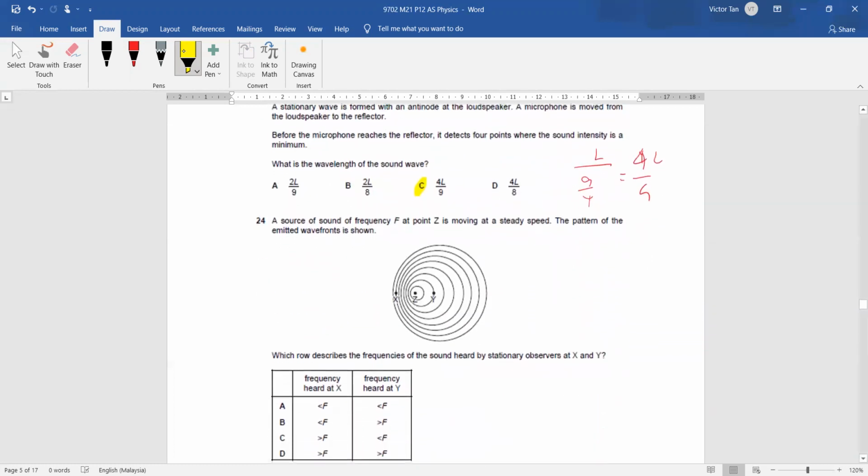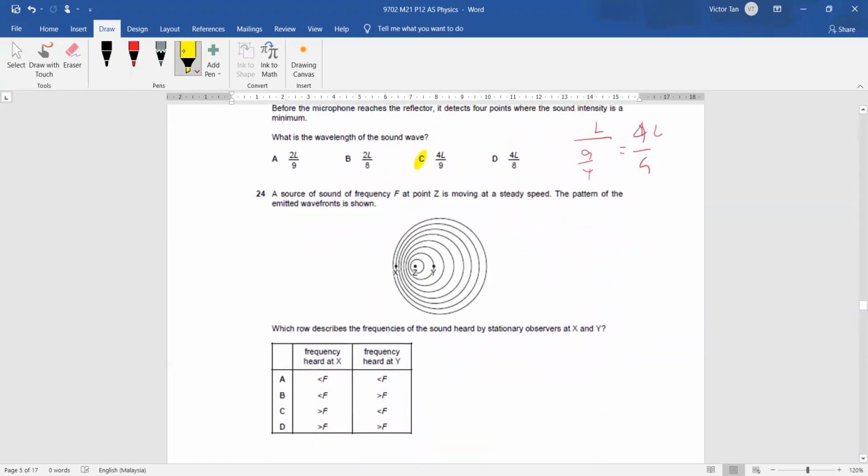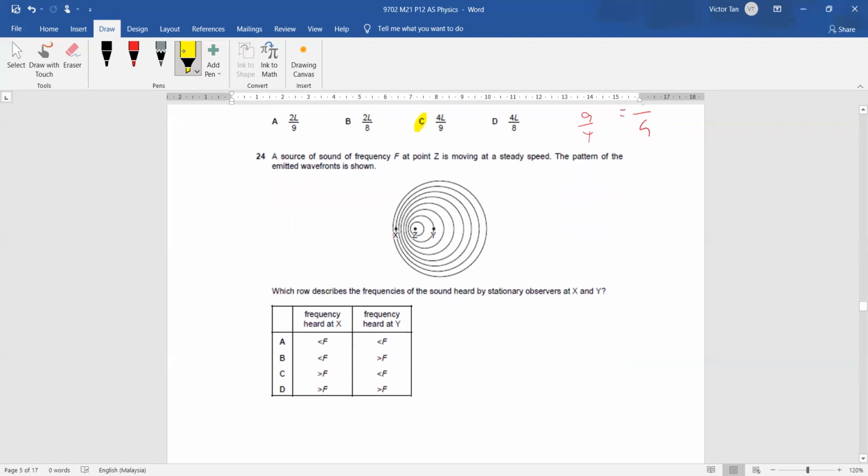Okay. The source of sound of frequency f at point Z is moving at a steady speed. So Z is a moving source. The pattern of the emitted wavefronts is shown. Which row describes the frequency of the sound heard by stationary observers X and Y? Basically, you must remember this. If X is compressed, with shorter wavelength, then Z is moving towards X. So if moving towards X, the observed frequency is higher, and Y will be lower. Answer is C.